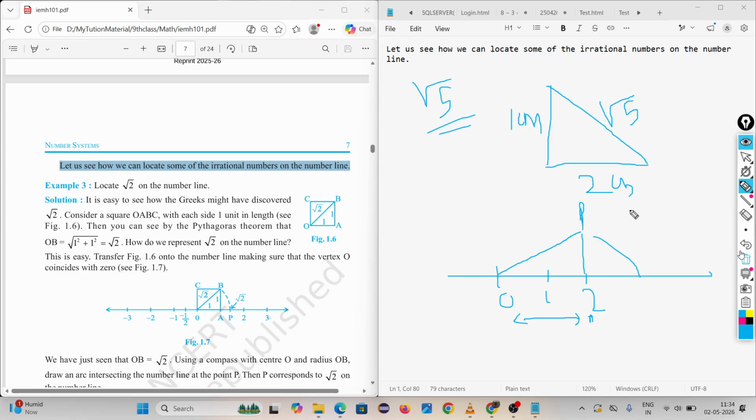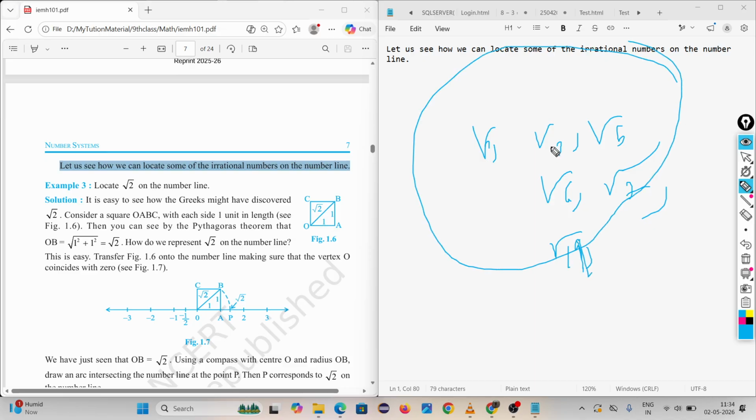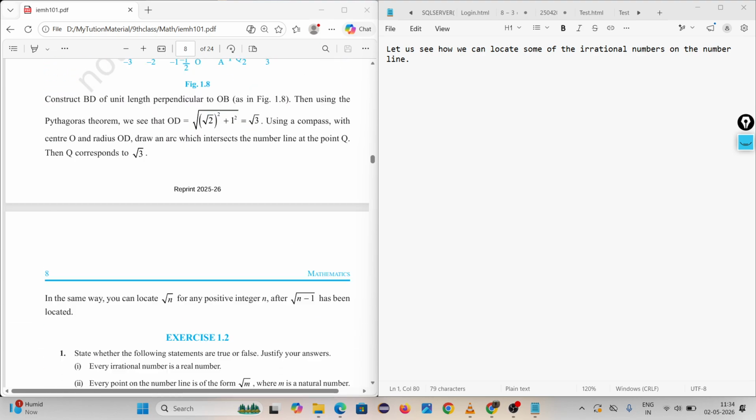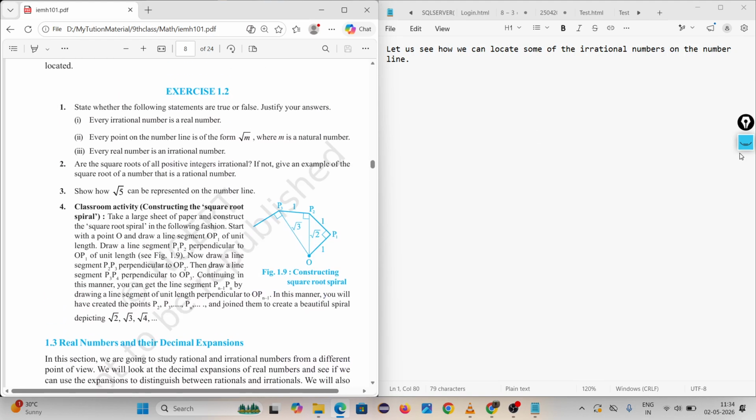Generally the questions come from root 2, root 3, root 5, root 6, root 7, root 9, root 11. Till this the question will be asked. If you understand how to represent root 2, root 3, root 5, then you can do any question coming from this concept. Look, in exercise 1.2 you have to represent root 5. Read the first question of exercise 1.2.